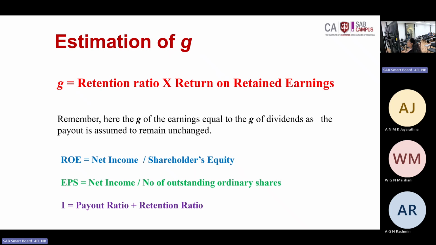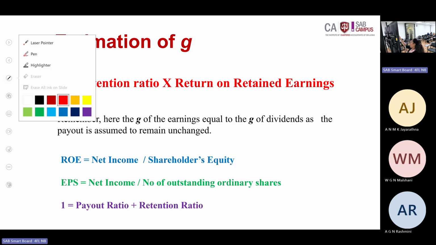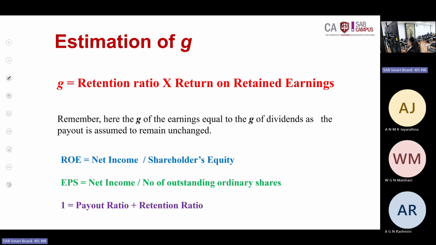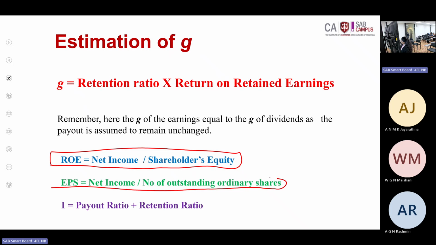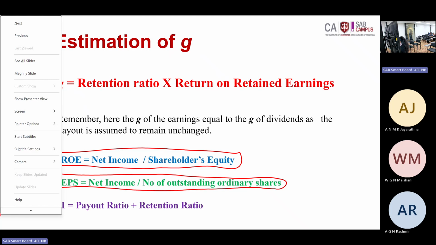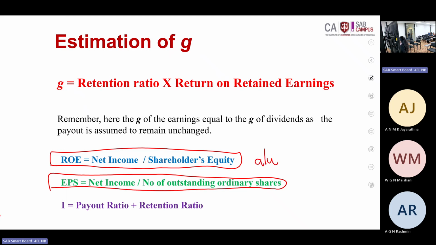Next one. These two are the same, ROE and EPS. The only difference is that here we consider the value, and here we consider the number of outstanding ordinary shares. So one comes as a percentage and the other as a rupee value.